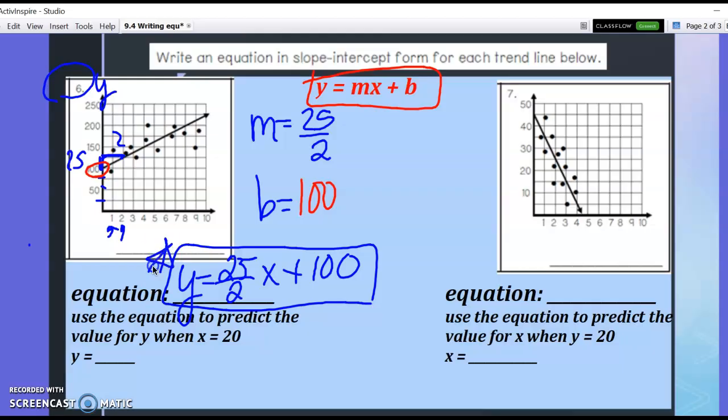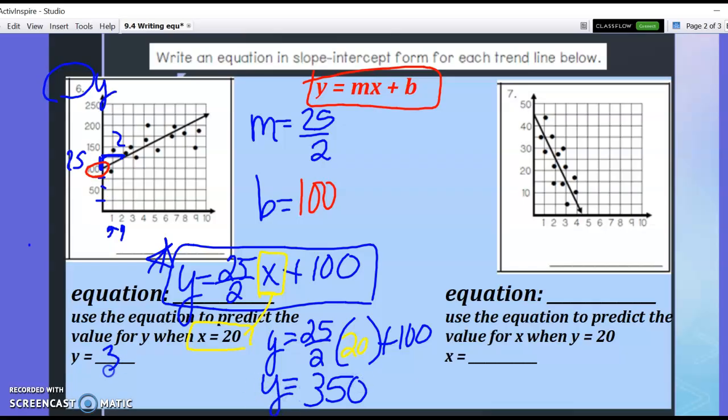Now here's a new thing. Let's use this equation that we just made to predict the value for y when x is 20. So notice it says x is 20. So what we're going to do is go to our equation, take this x out right here, and put in the number 20. So I'm going to have y equals 25 over 2 times 20, and then I have plus 100. And if you put this all into your calculator and simplify, you will get 350 for y.